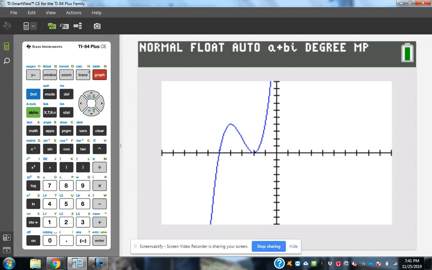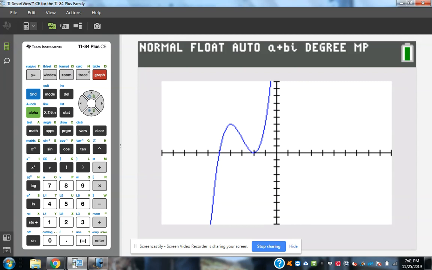At -5. What's happening right here at the -2? Is it crossing it? No, it's going down to it, touching it, and then going back the other direction, right? It's bouncing off of it. Anytime you see that happening, what that tells you is that this is a 0, but it has an even multiplicity is what it's called.